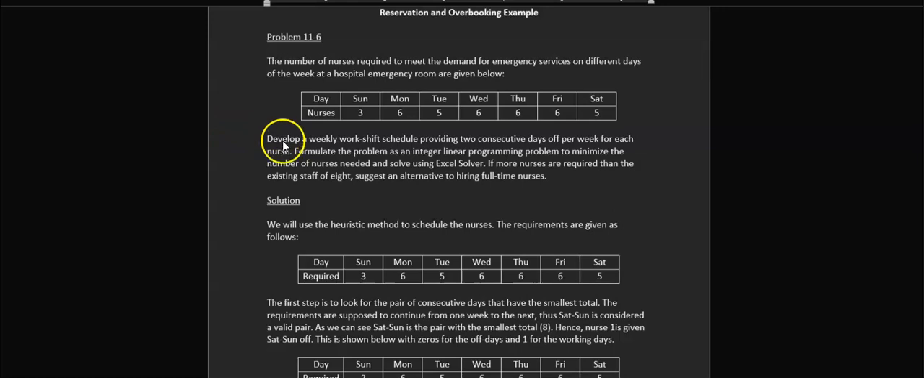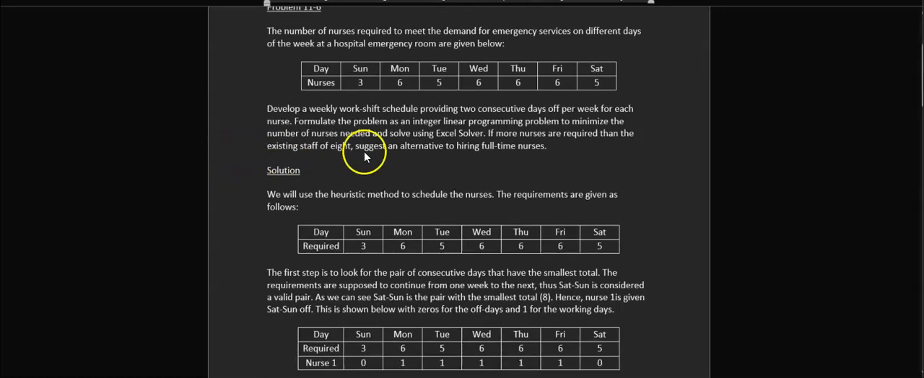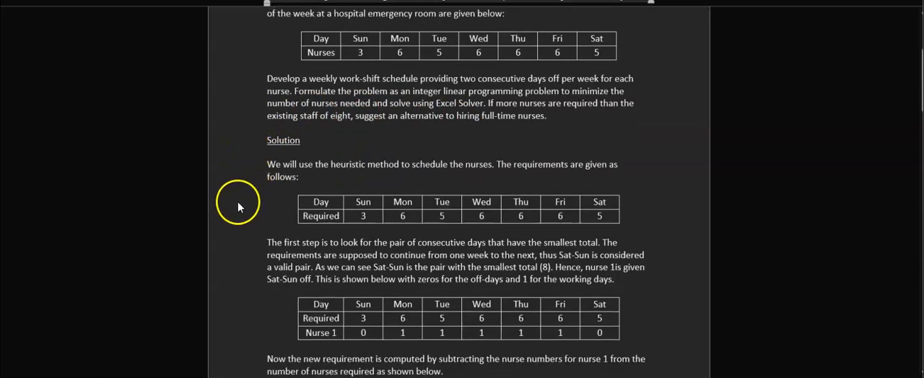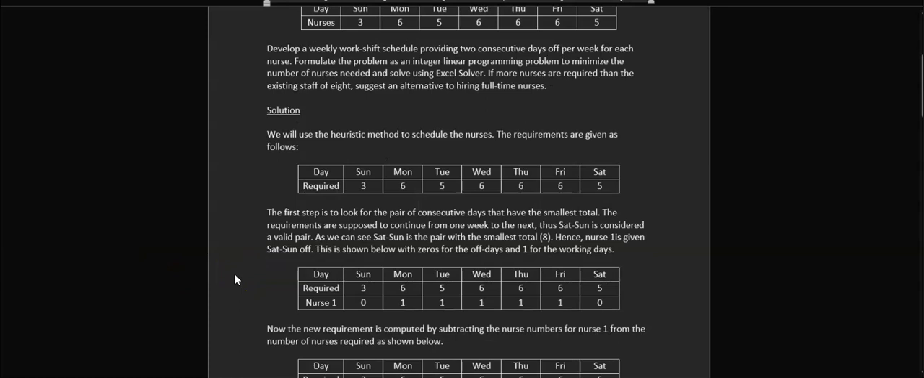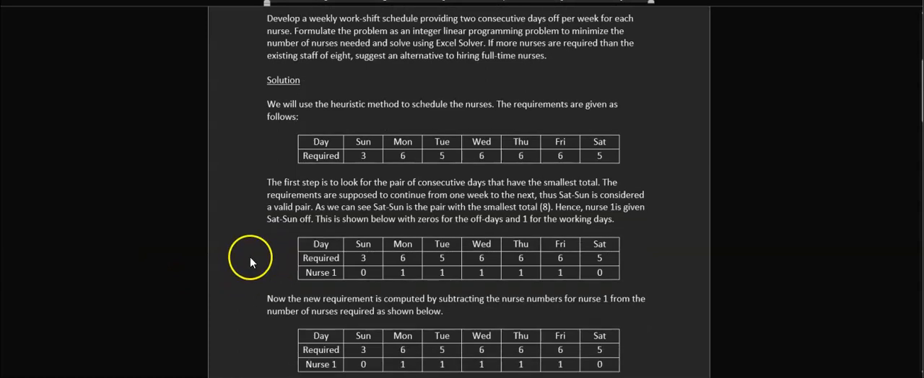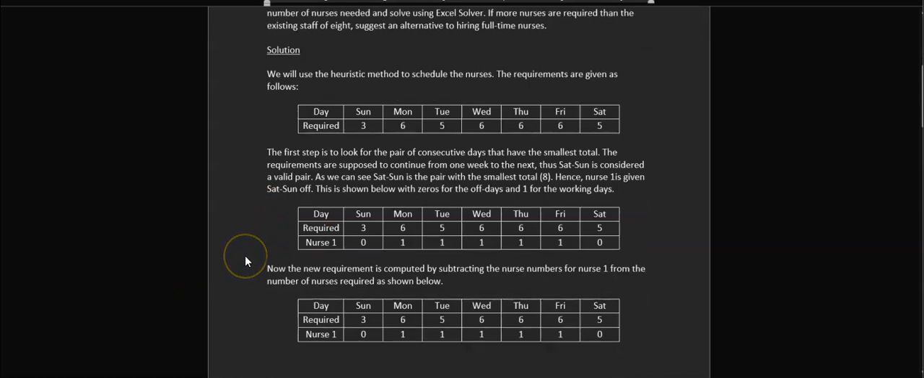So with that being said, their data shows that they need this number of nurses on each day based on their typical demand, keeping in mind that Saturday wraps around to Sunday. So if it said Sunday, it would be back to 3 again on here. So we are to develop a work shift schedule to figure out how to staff this with a maximum of, I believe it said 8 nurses. So we come down here, and it shows again what's required with this being wrapped around. And what we do is we take the pairs of days that have the lowest total.